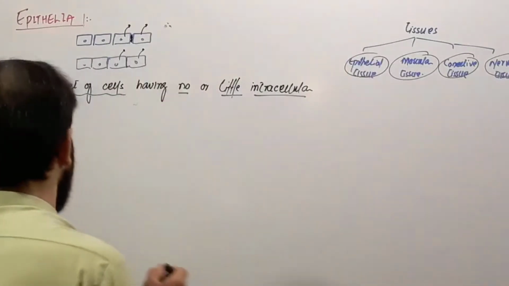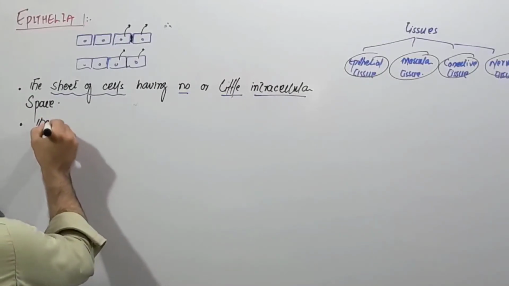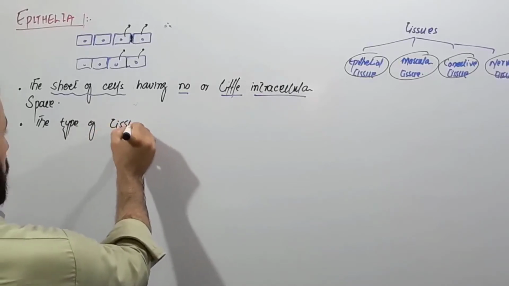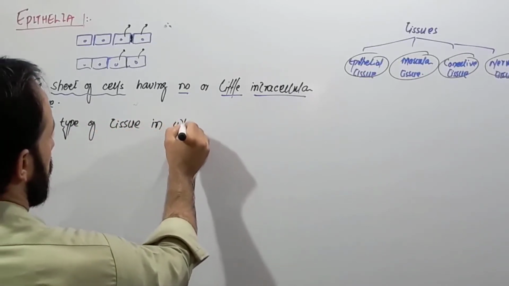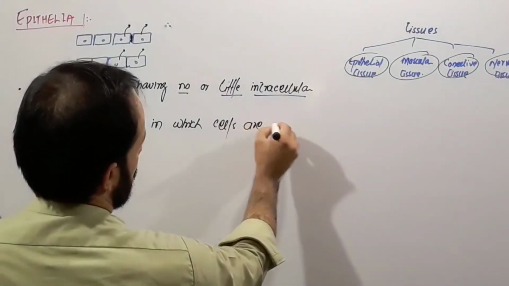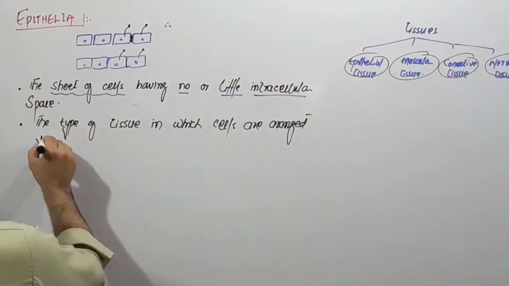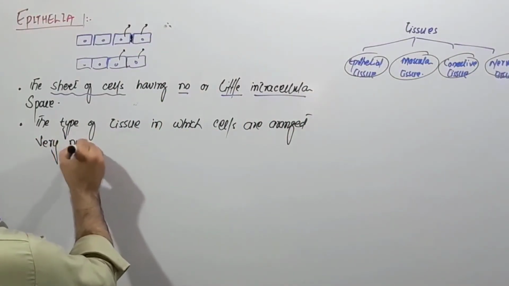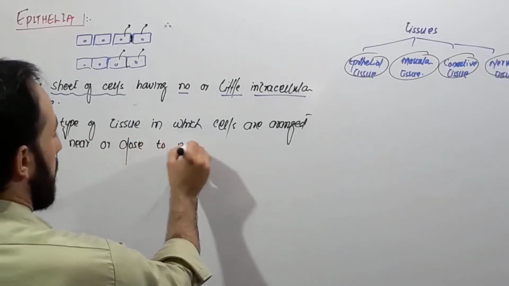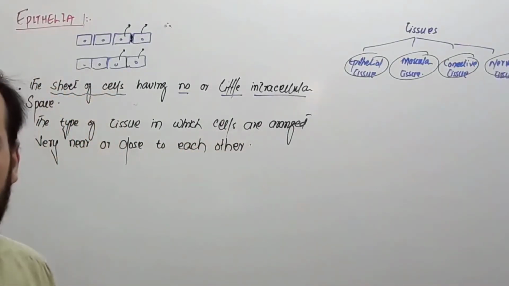Very simple. The next definition is that the type of tissue in which cells are arranged very near or close to each other. Such type of tissue is called the epithelial tissue.